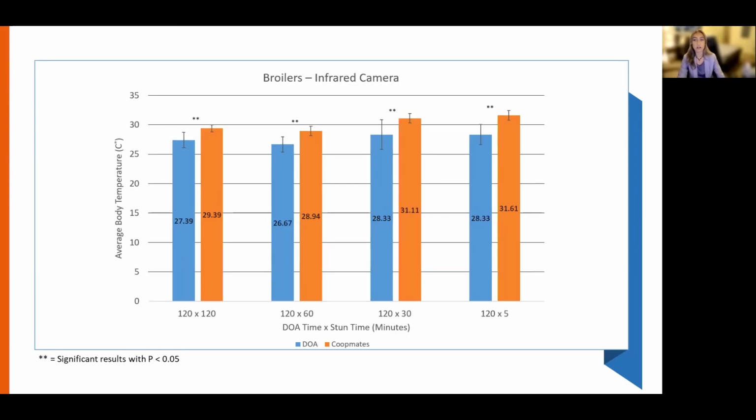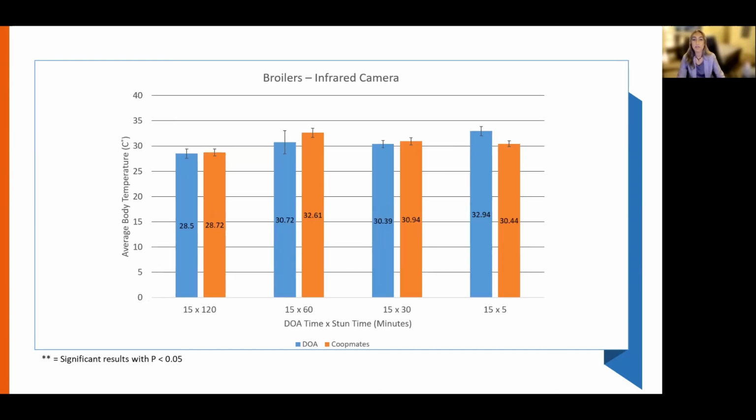For broilers, when we used our infrared camera or the seat camera mentioned before, when we had a DOA time of 120 minutes, all stun times for the rest of the coop mates were able to be analyzed for differentials that were significant enough to say that the DOA bird was significantly different than the rest of the coop mates. Now, the same as before, following the trends we'd seen, for the infrared camera, the DOA time of 15 minutes was not considered significantly different from any stun time for any of the other coop mates.